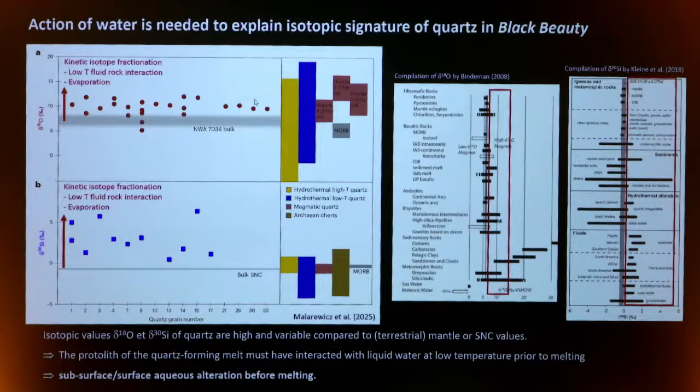There's not any implication for the bulk composition of the rock? No, it's really about the quartz here. So these are in situ measurements in the quartz grains. You have pretty high values, and the only way we can explain these values is to have the quartz crystallizing from the melting of something that was enriched in oxygen 18 or silicon 30 here. That is the implication, not about the bulk rock, but really about the quartz here. Okay, got it, thanks.